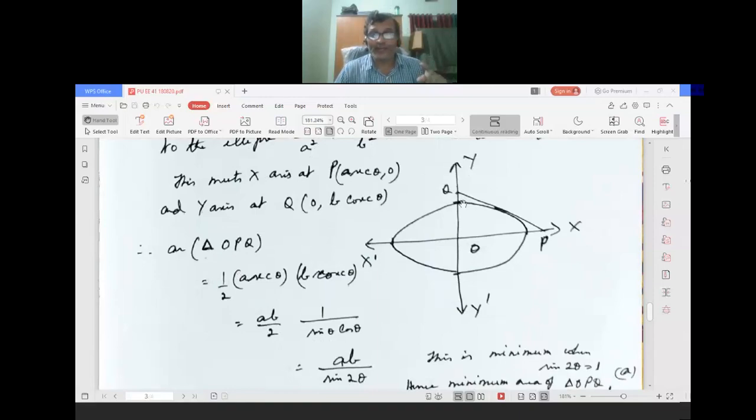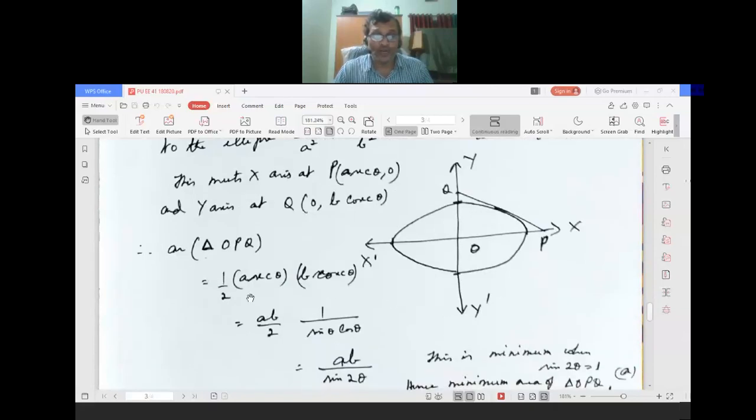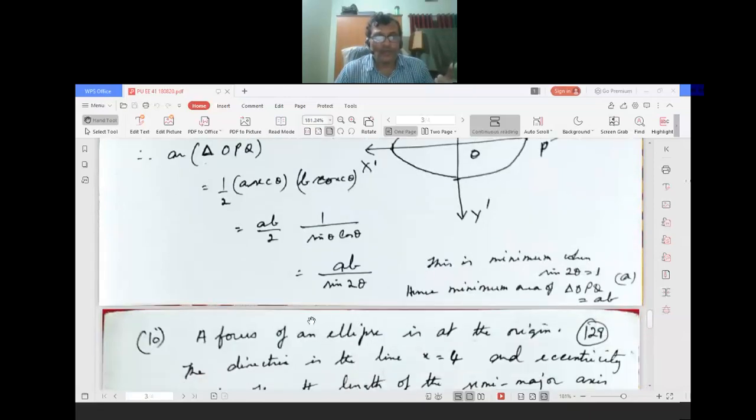Now area of triangle OPQ will be half into base into height. So half into, this will be the x-intercept OP a secant theta, and the y-intercept will be b cosecant theta. So half into base into height. This is rearranged and written as AB by 2. Secant theta is 1 by cos theta, cosecant theta is 1 by sin theta. So 2 sin theta cos theta is sin 2 theta.